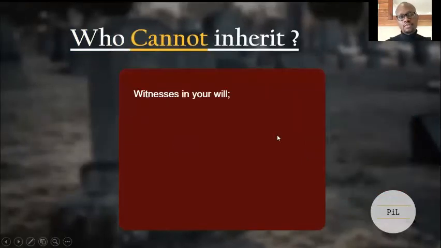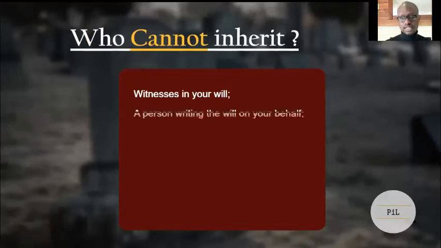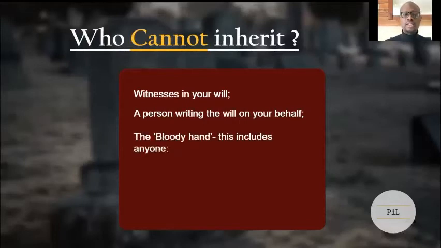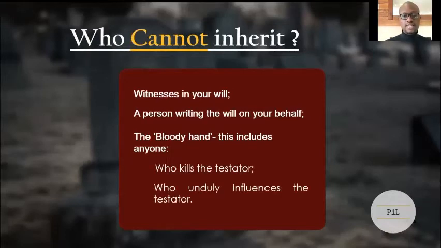who cannot inherit. A person who signs your will as a witness, right? Secondly, a person writing the will on your behalf. Thirdly, the bloody hand. This includes anyone who kills the testator and who unduly influences the testator. So as you can see, these are the people who may have had an influence in your will writing or perhaps will drafting. So they are actually automatically disqualified.